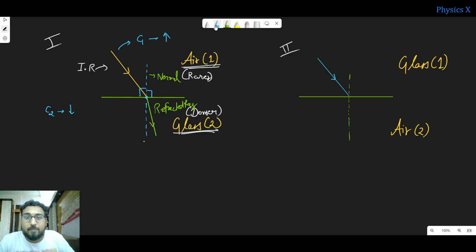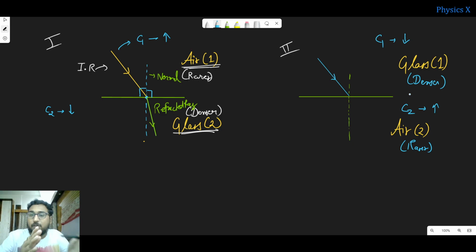Now you tell me, which is your rarer medium? This air is now rarer when you compare it to glass. This is your denser medium. So the ray of light is traveling from the denser medium. So here the speed of light will be what? It will be less when you compare it to the speed of light in the other case. The speed of light was less initially. Now after this point, the speed will suddenly increase.